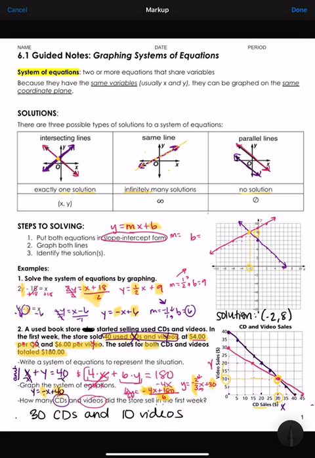videos. All right, so those are the steps for solving just an algebraic system and solving that by graphing, and then also using a graph to solve a system in an application problem. So stay tuned for more examples and practice.